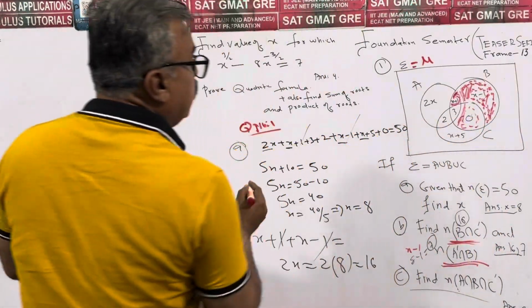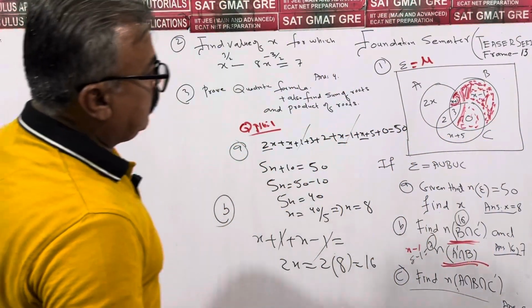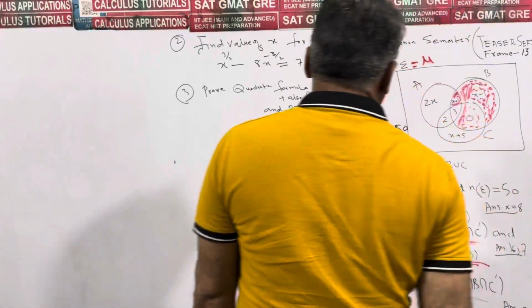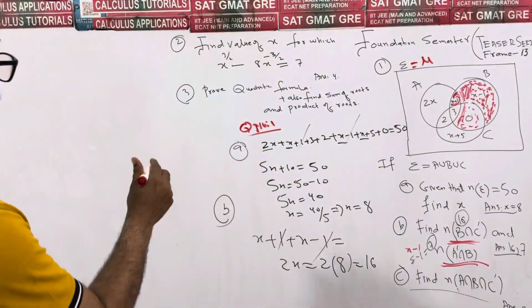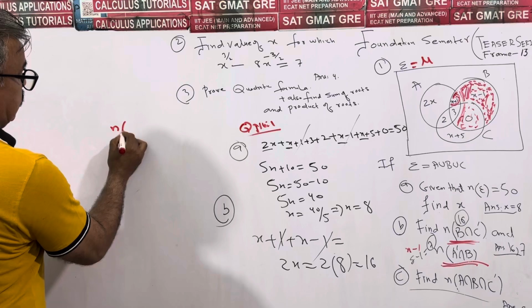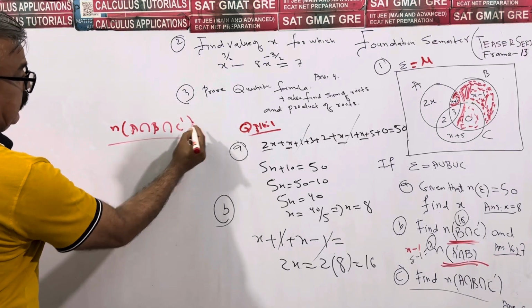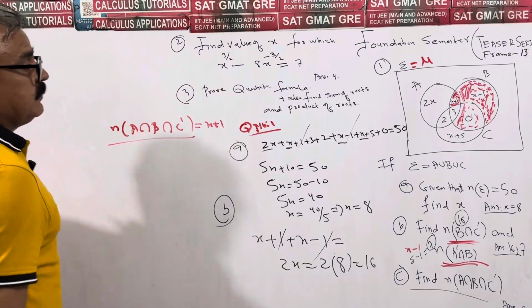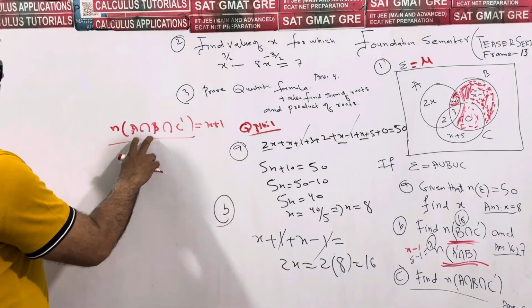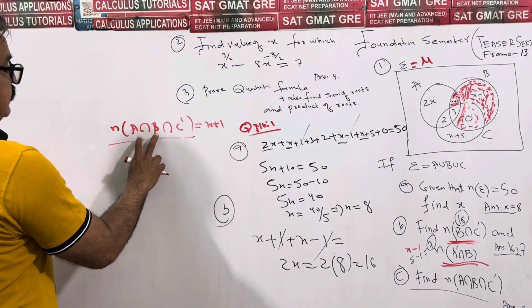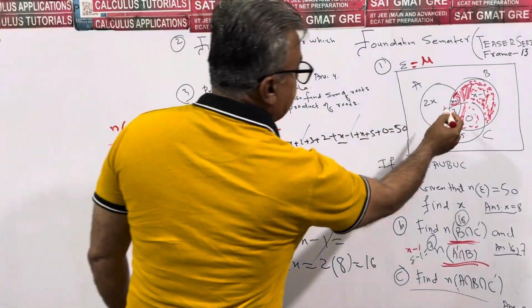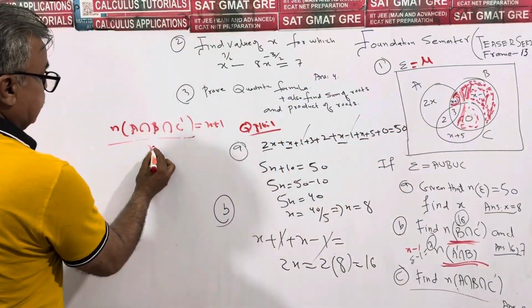So we have only x plus 1. The number of elements in A intersection B intersection C complement is this portion, the intersection of A and B excluding C. That is our x plus 1.